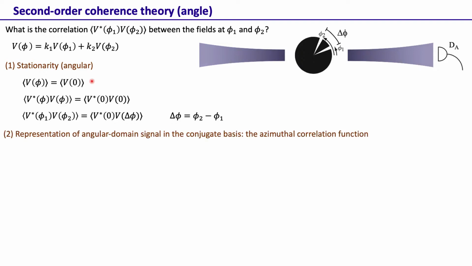Now, just like space and time: in the case of time, the conjugate basis is frequency. In the case of space, the conjugate basis is the spatial frequency basis. The question is, is there any conjugate basis for the angle? And if there is a conjugate basis of angle, is there any correlation function in that conjugate basis? That's the question we want to answer.